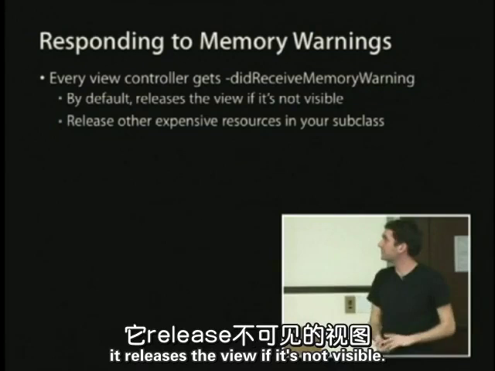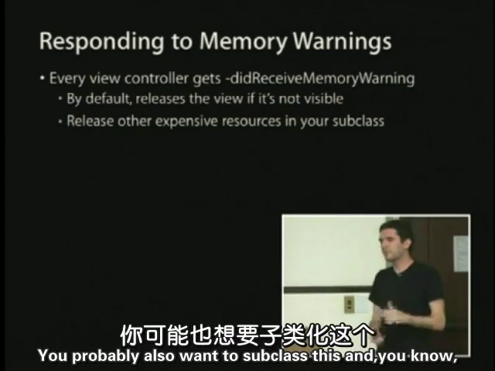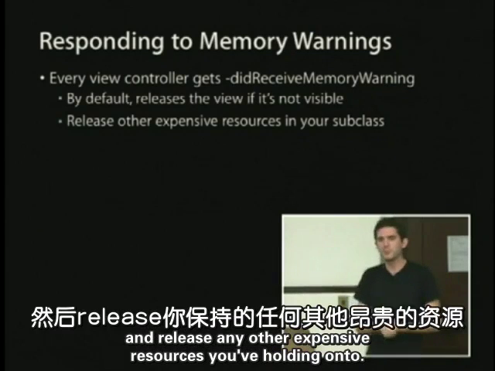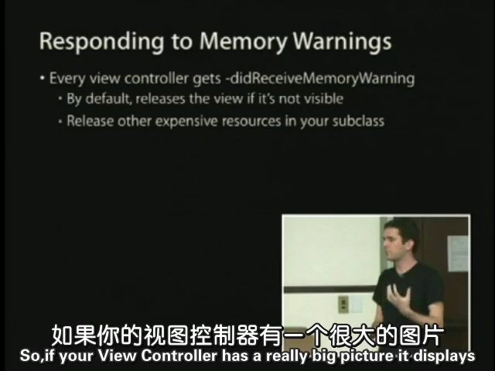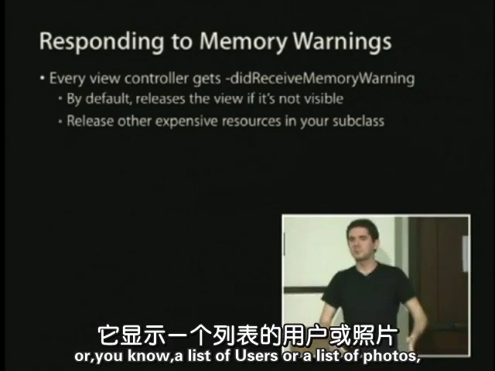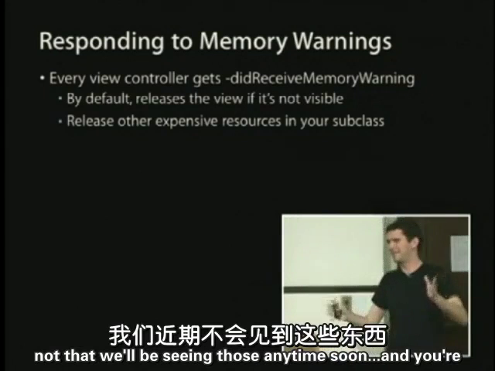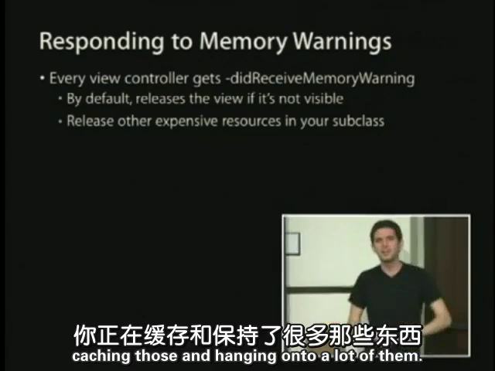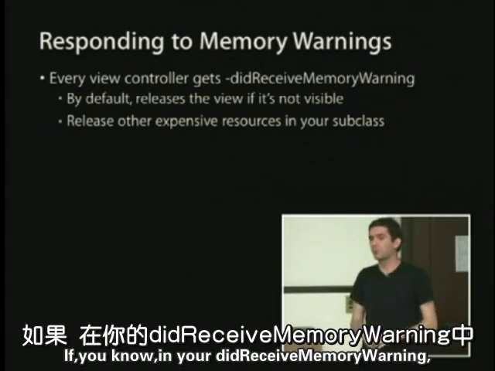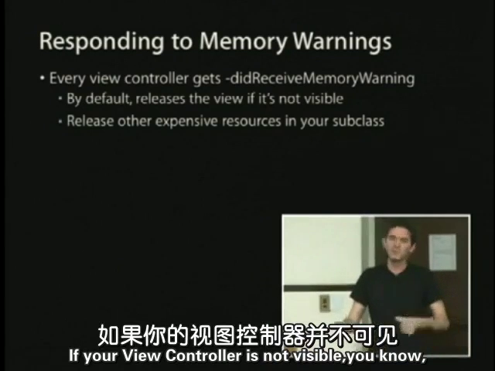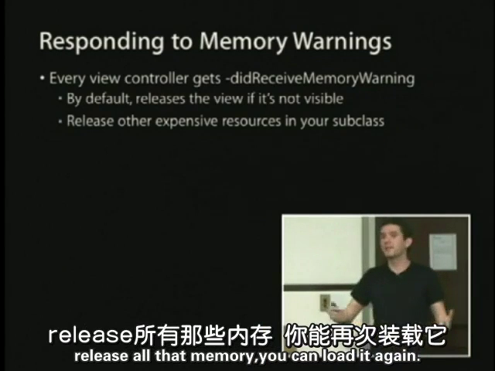So by default, it releases the view if it's not visible. You probably also want to subclass this and override didReceiveMemoryWarning and release any other expensive resources you've been holding on to. So if your view controller has a really big picture it displays, or a list of users or a list of photos, not that we'll be seeing that anytime soon, and you're caching those and hanging on to a lot of them, if you did receive a memory warning, you might want to release that cache if you don't need it right now. If your view controller is not visible, release all that memory. You can load it again.